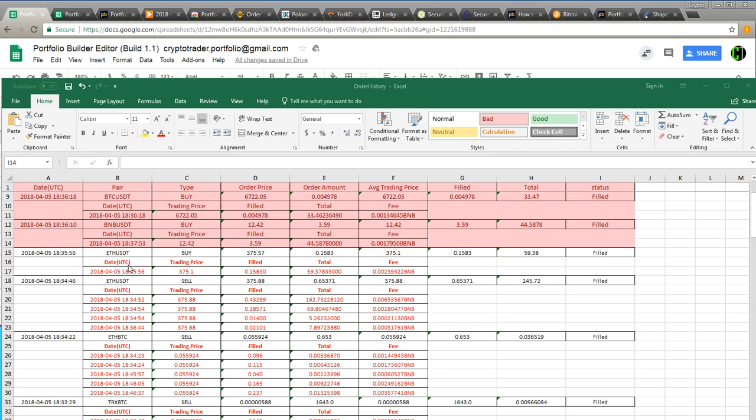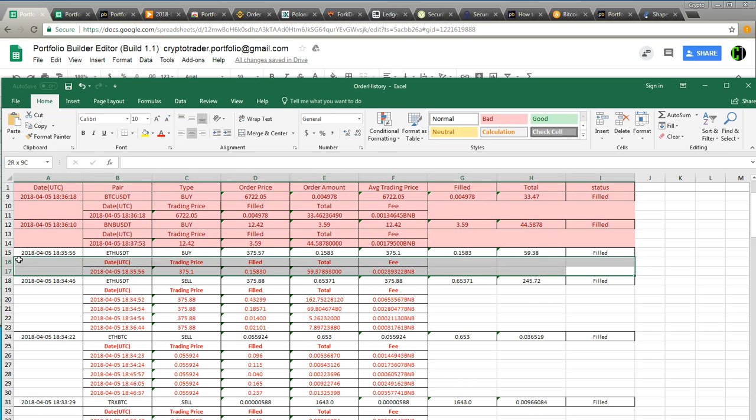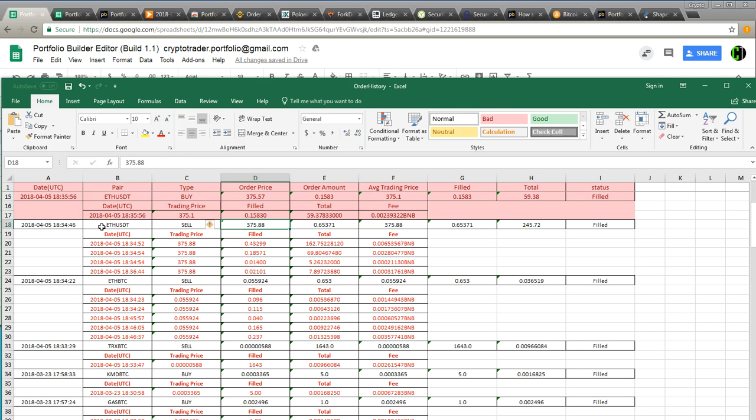It's the same trade. It goes on the same tab. We're buying Ethereum by selling USDT. We bought 0.1583 Ethereum by selling 59.38 USDT Tether for a price of $375.10 per Ethereum. Very easy trade. We'll mark that done.